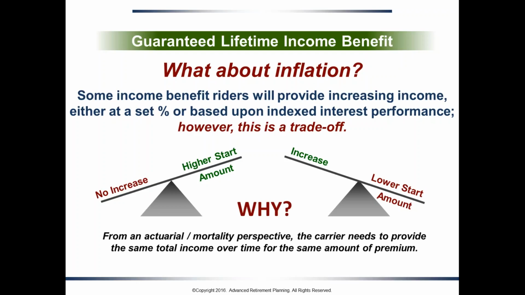From a mortality and actuarial perspective, the carrier needs to be able to provide the same total income over time for the same amount of premium. So if I've only got $100,000, and I'm looking out, paying this out for 10, 15, maybe 20 years or more, but they're typically just looking at mortality, then I can say, well, I can pay you $9,300 per year or whatever it is, but I've never increased it. But if I have to increase it, I have to take that same total actuarial payout that I want to make and start it out lower in order to increase it over time. Does that make sense? Do you guys follow what I'm talking about?